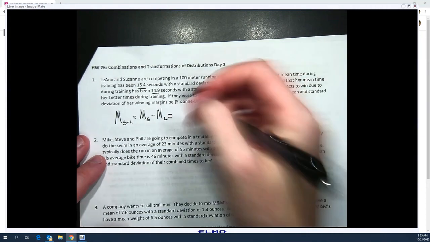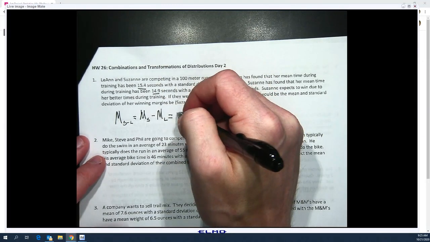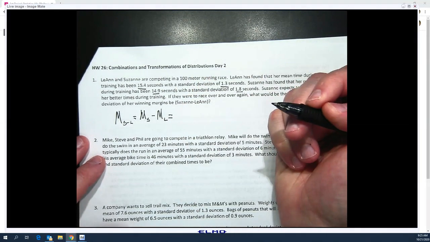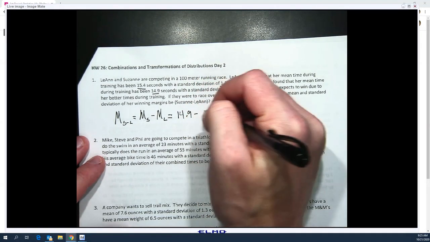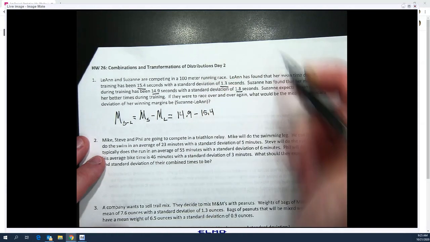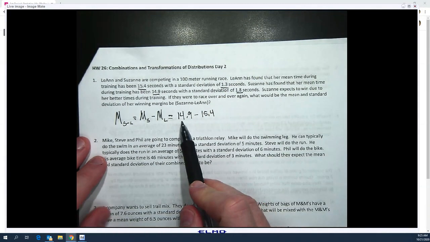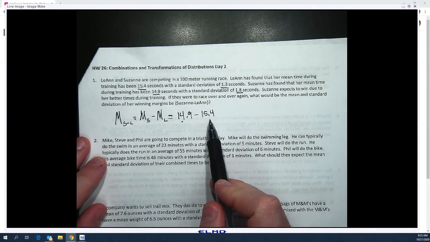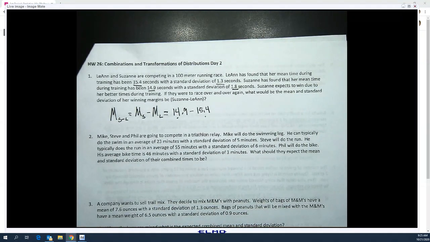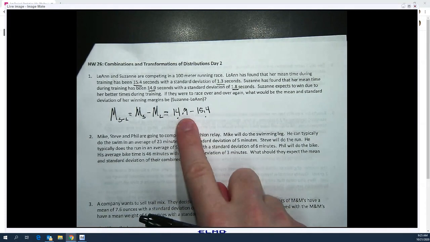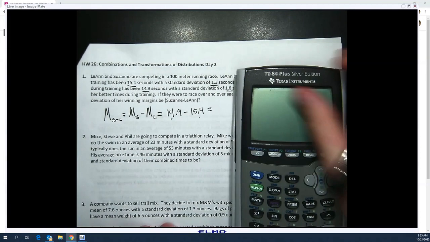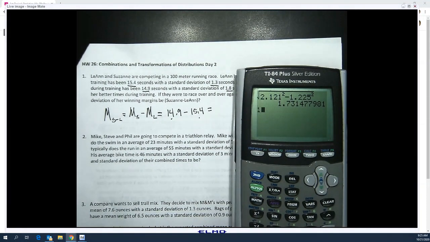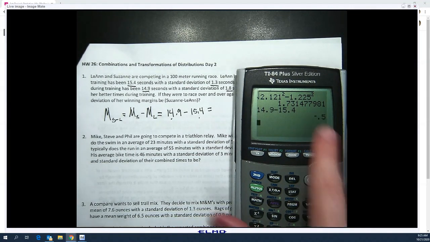So this is a pretty good conceptual understanding of it. 14.9 minus 15.4, that's Suzanne's time minus Leanne's. Be aware that you want to have a smaller time. That means she's winning, just in case we're not clear on that. You can use a calculator, or you can recognize it's going to be negative 0.5. Either way, that's a negative 0.5.